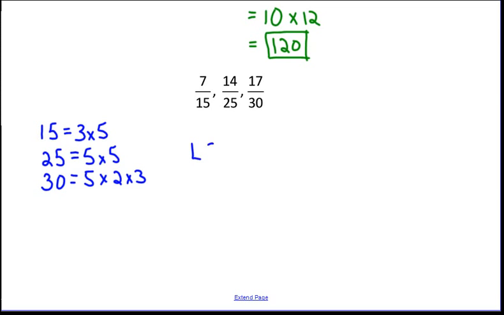To find the least common denominator, I need all of 15, so I need 3 times 5. I need all of 25, so I need 5 and another 5. I have 5. Here's another 5. I need 5. I have 1. I need a 2. I do not have that. I need a 3, and I already have that. Let's write this out. Smallest numbers first.